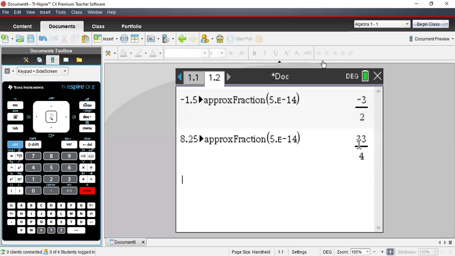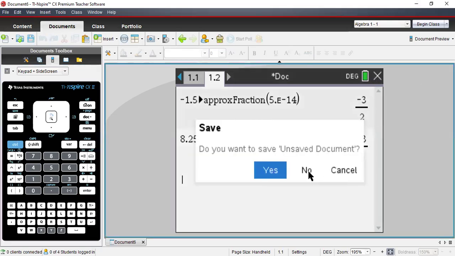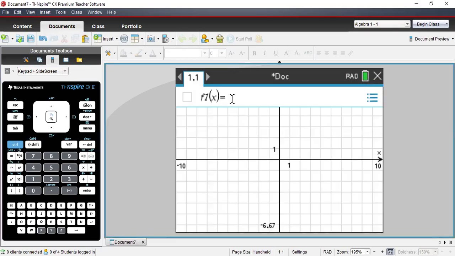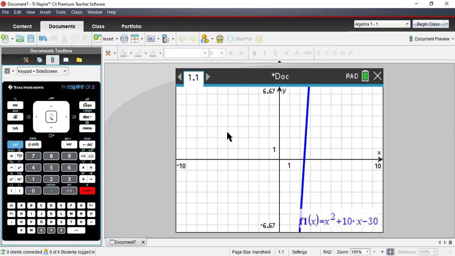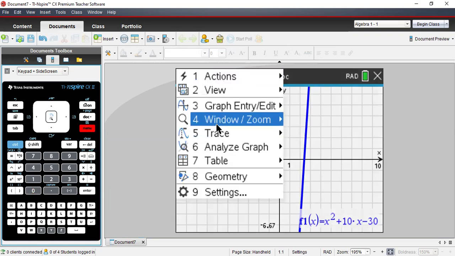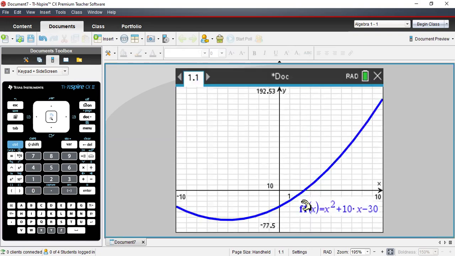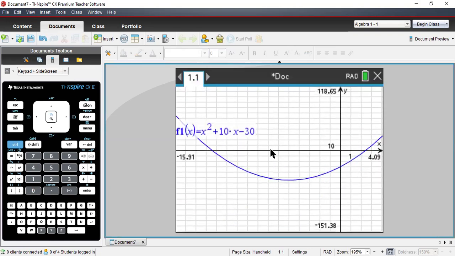Let me get rid of this stuff. Don't need it. And now we're just going to graph. So we're just going to put in x squared plus 10x minus 30. Now, I'm going to zoom out. Actually, I'm going to go menu 4, and then I'm going to fit the quadratic. So here is the quadratic. Here's the bottom. I'm just going to find the minimum.